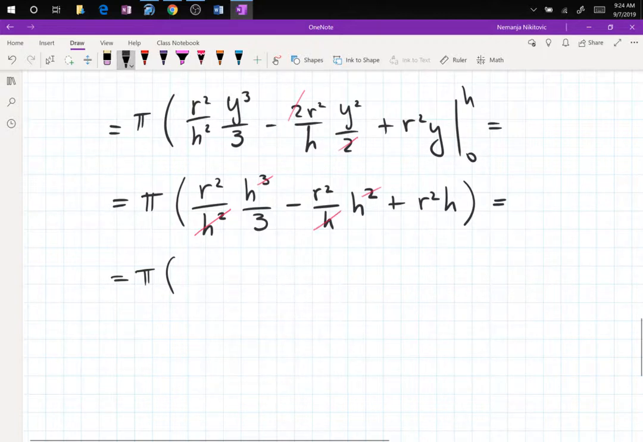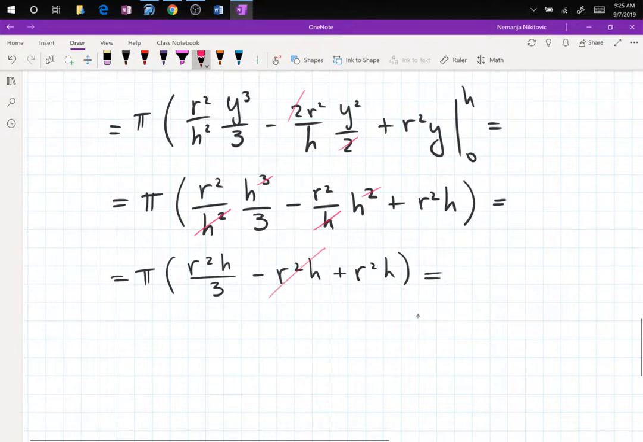So what do we have? We have r squared h over 3 minus r squared h plus r squared h. Well, these guys are exactly the same, so they just drop, right? That's like negative 5 plus 5. So they drop, and there you have it: 1/3 pi r squared h. It's the formula for the volume of the cone. 1/3 pi r squared h.